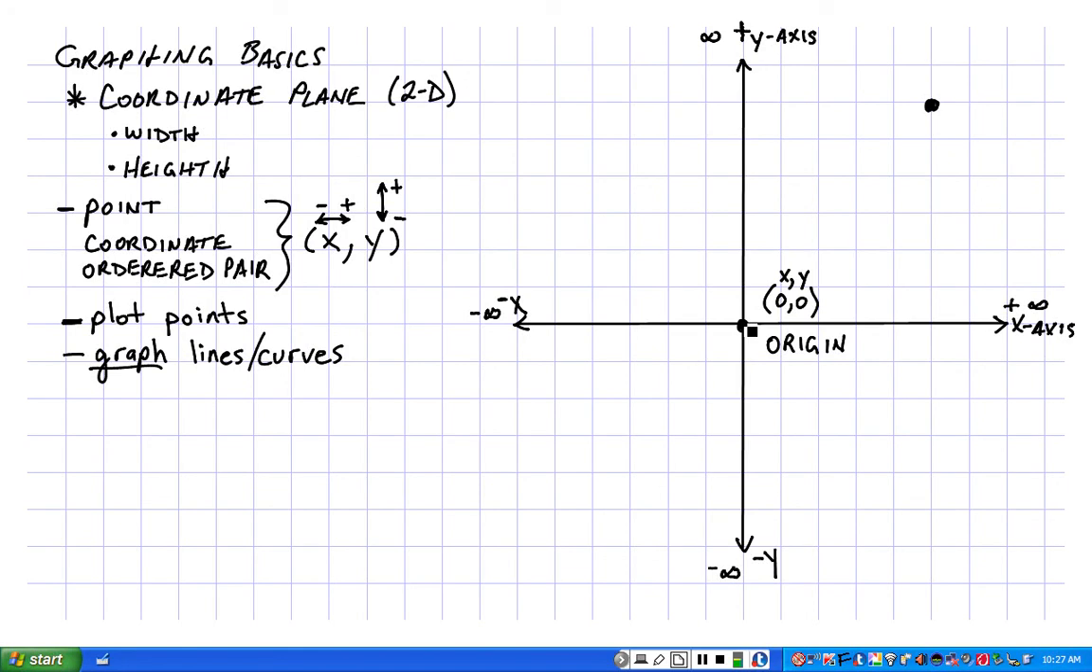Okay, so if we were trying to identify this point, we would identify a point by starting at the origin. You start at the origin and you count your x first. X is your first number. X comes before y in the alphabet, so you count your x first. So that means you're going to count right or left before you ever count up or down.